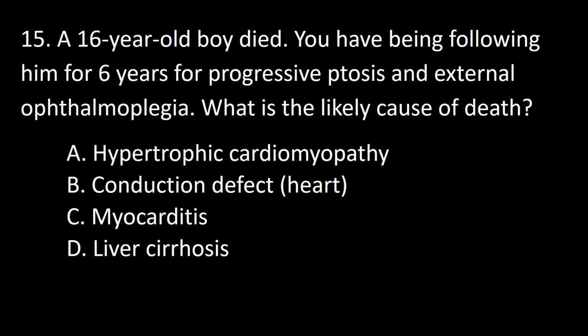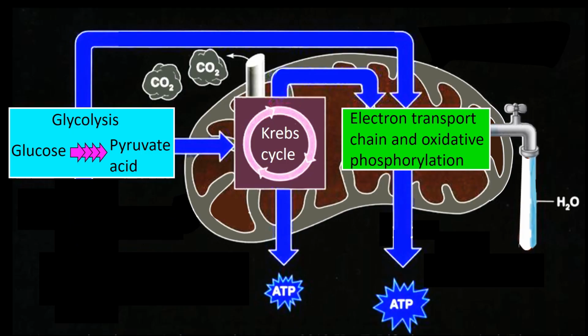Next question. A 16-year-old boy died. You have been following him for 6 years for progressive ptosis and external ophthalmoplegia. What is the likely cause of death? A. Hypertrophic cardiomyopathy. B. Conductive defect. C. Myocarditis. D. Liver cirrhosis. Such a history should bring mitochondrial disease to your mind. Mitochondria are in charge of many functions. Most importantly among them is the production of energy in the form of ATP.